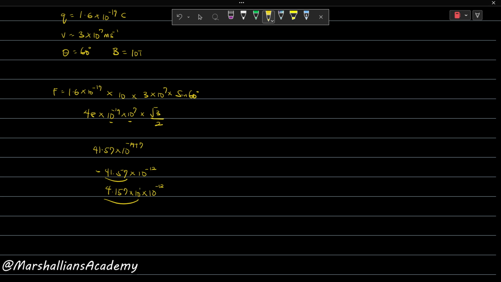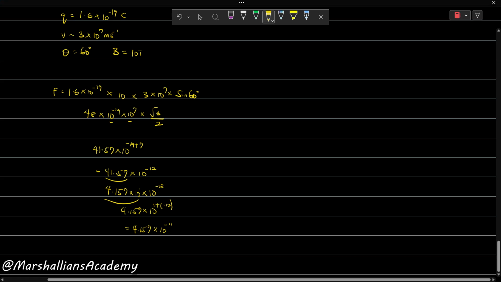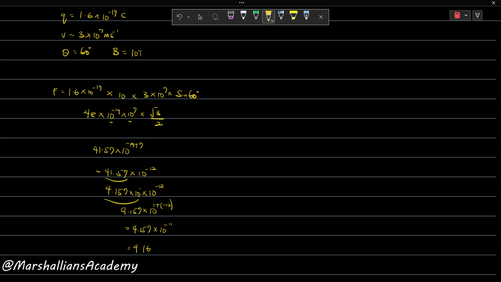And this is going to be 4.157 times 10 raised to power 1 plus minus 12, which is equal to 4.157 times 10 raised to power minus 11. Then the answer close to this 4.157 is 4.16, so the answer is C. Do you understand? If you approximate 4.157, you get 4.16. 7 is greater than 5, so it rounds the 5 up to 6, giving 4.16 newtons. That's quite easy.